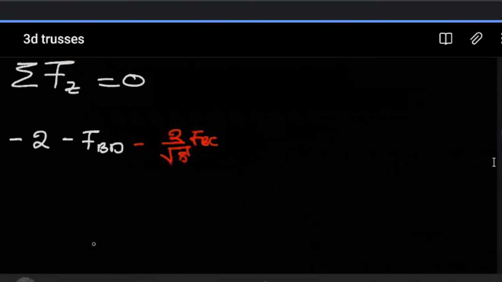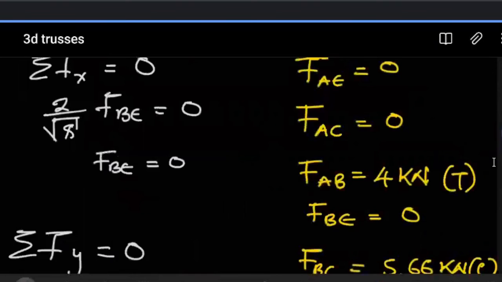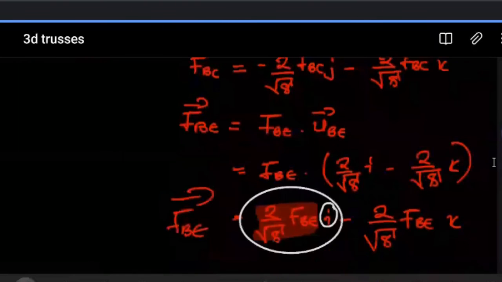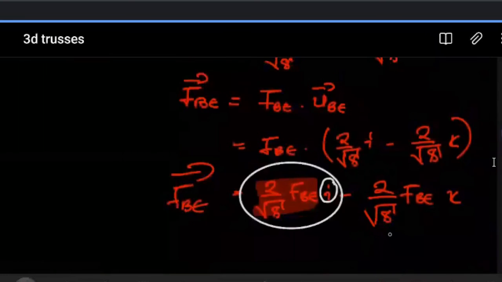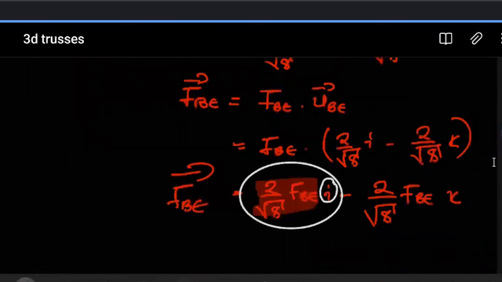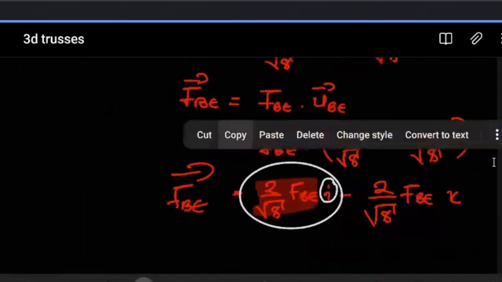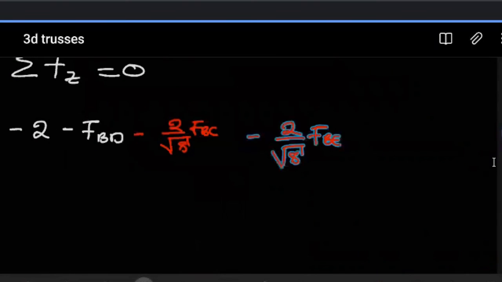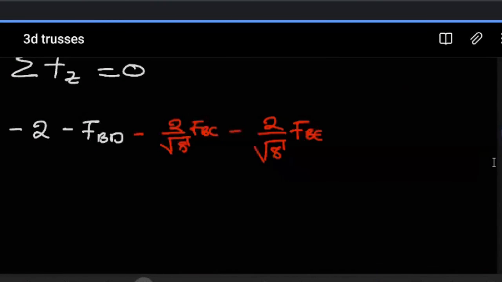So that's done. Now check the last force there. Does it have a Z component? That's FBE. FBE also has a Z component, so I'll just copy this one too. That was the last Z component, so I'll say equals to 0. So this is what we have. That's a lot. But let's see, do we know some of these forces?